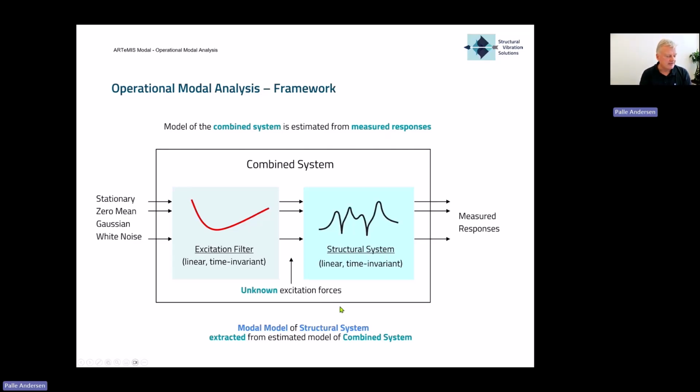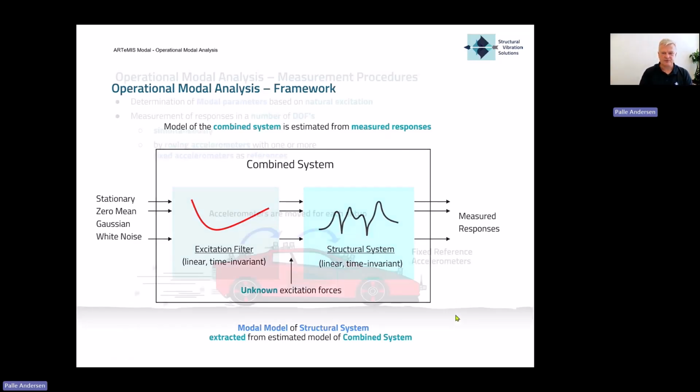That's why operational mode analysis is very good for analyzing structures like civil engineering structures, also aerospace structures, where we have some kind of broad-banded excitation available. It can be traffic, it can be wind, waves, whatever. Something that excites a broad frequency range. This is actually a very, very convenient excitation form for operational mode analysis.